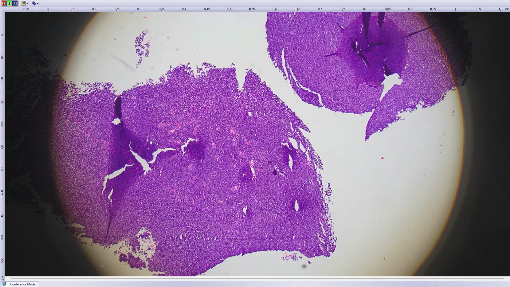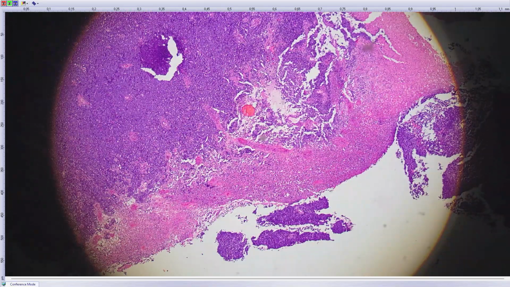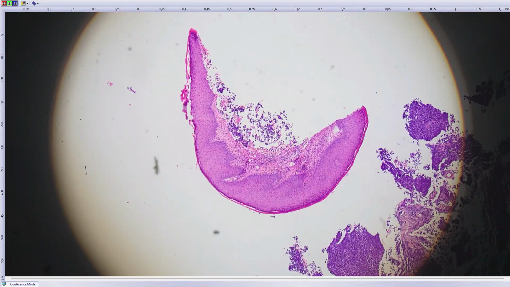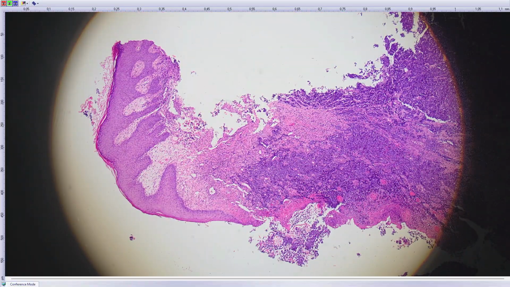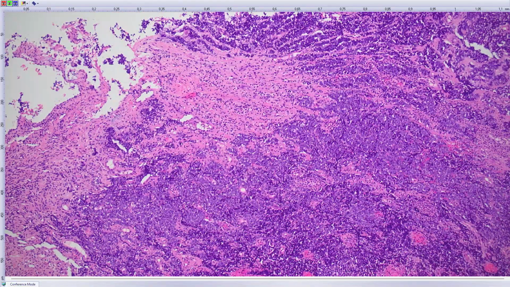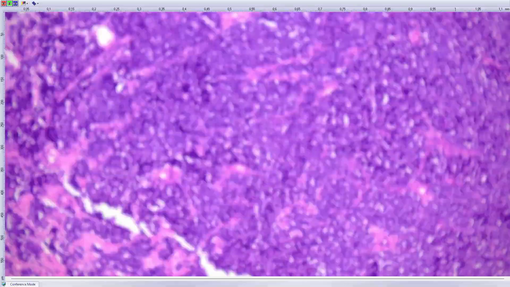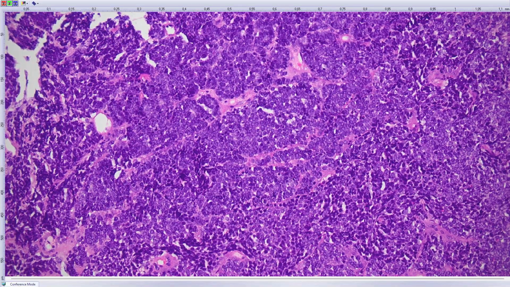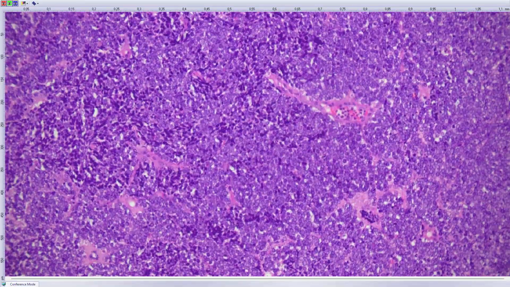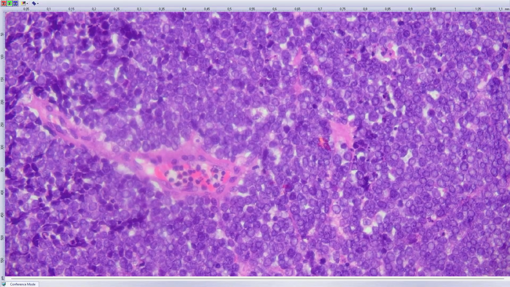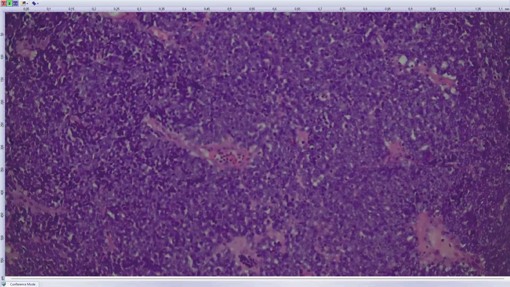So the first case I have is an 80-year-old lady, and she had a tumor in her abdominal wall right underneath the skin, as you can see here, a piece of surface epithelium, epidermis, and then underneath the epidermis you can see a proliferation which is very cellular, very dark blue, and very monotonous, so basically composed of very uniform small round blue cells, a little bit with salt and pepper chromatin.